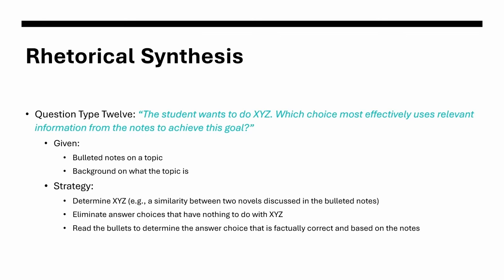Our second to last question type is rhetorical synthesis. The student wants to do XYZ. Which choice most effectively uses relevant information from the notes to achieve this goal? You're going to be given some background on a topic.